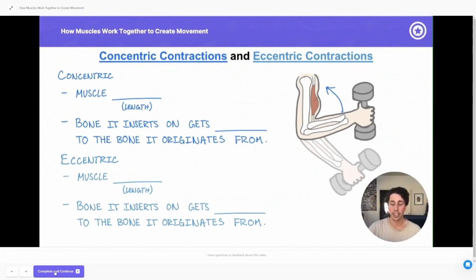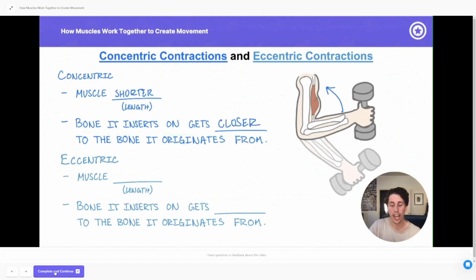And so as we can see, the muscle length is getting a little bit shorter because it's curling that in. So the muscle length is going to get shorter. Alrighty, and as we see, the bone it inserts on, so this is going to be our biceps brachii, and so we know that this is going to insert on the radius, and then it's going to originate from the humerus, and so this is going to be pulling that radius closer to the humerus, and so the bone it inserts on gets closer to the bone that it originates from. So let's write that in, so closer.